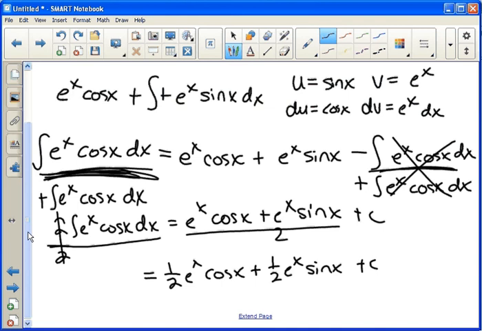Good luck. The questions that go with integration by parts are on page 494 of our books.